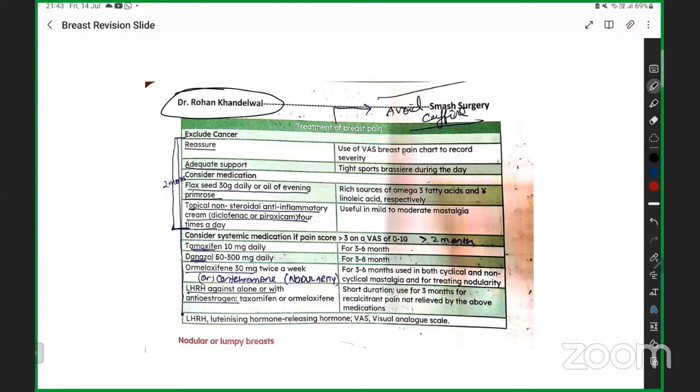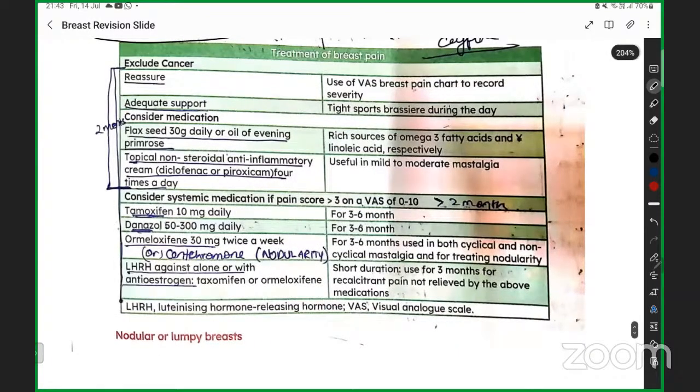If the pain is not decreasing, then you go for systemic medication. When the pain score is more than 3, you go for systemic medications. What are the systemic medications for these patients? Number 1, tamoxifen 10 mg daily for 3 to 6 months. Number 2, danazol, again for 3 to 6 months. And ormeloxifene, you can give 30 mg twice for 3 weeks. Or you can go for centchroman.